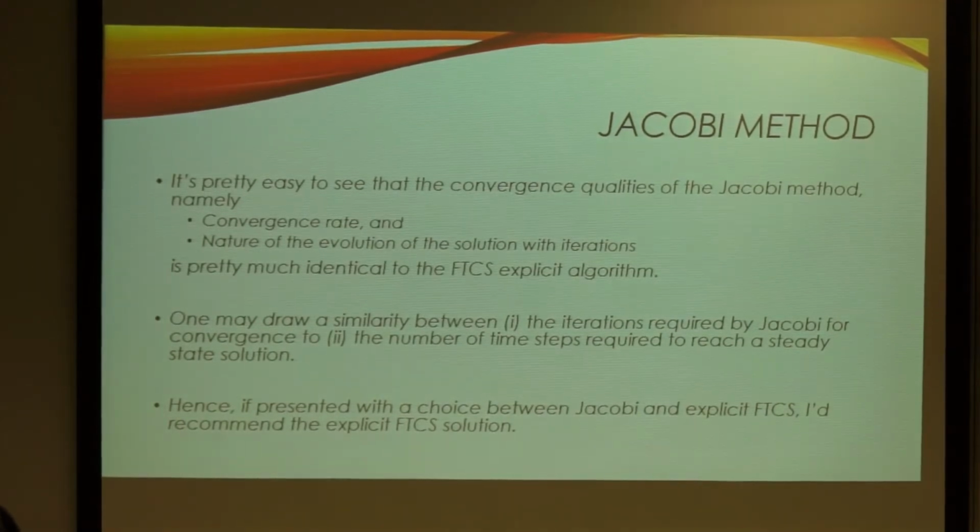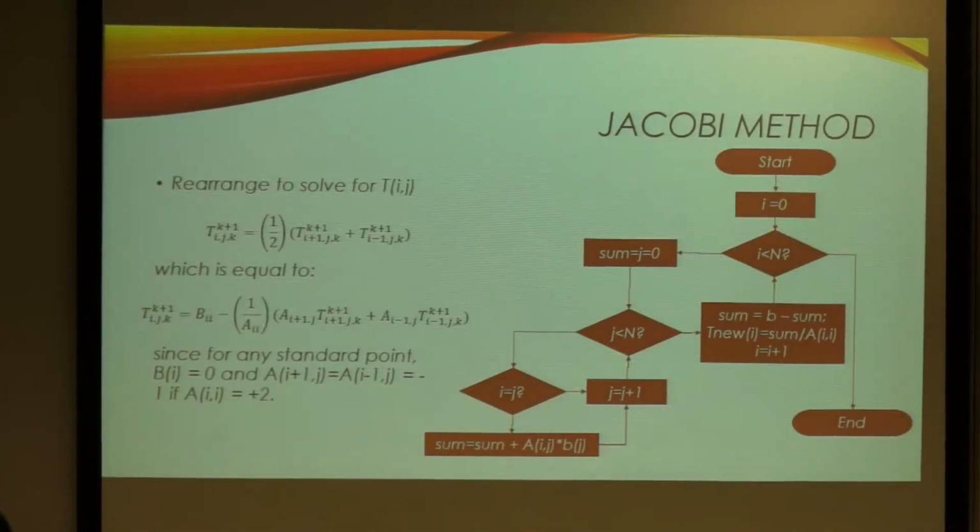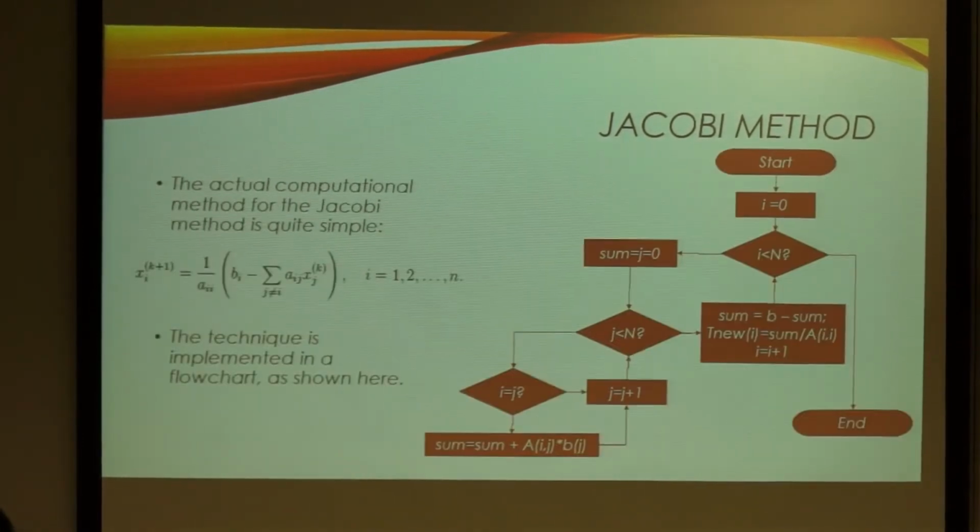Now what does that mean? It means that the convergent qualities of Jacobi, namely the convergence rate, the rate at which the system solves, and the nature of the evolution, how the solution T changes with iteration, are basically exactly the same as your FTCS algorithm. So if you use Jacobi to solve this problem, here's your initial condition, which doesn't mean anything for steady, but it doesn't matter, because for Jacobi, you need to start with some estimate of T to progress the solution. So here we are.